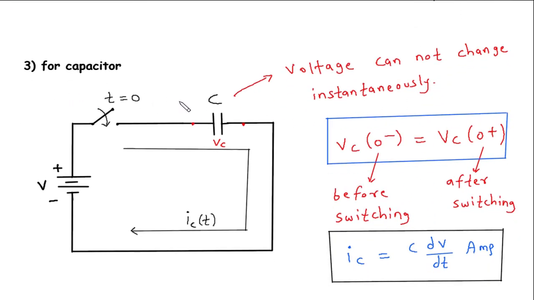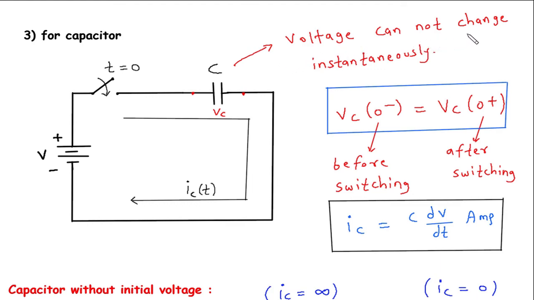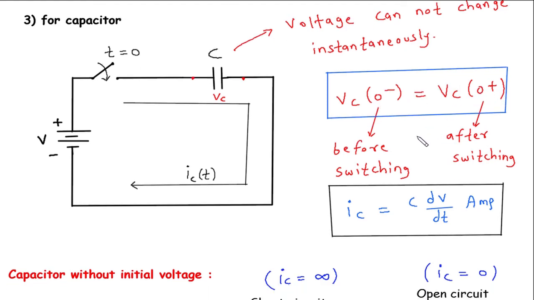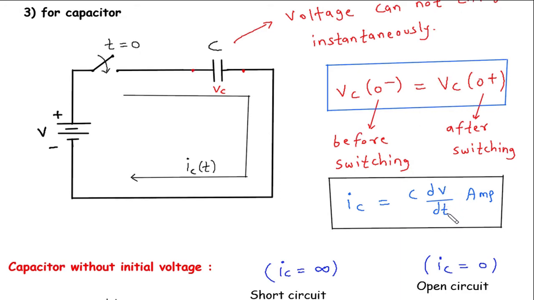Now for a capacitor, voltage cannot change instantaneously. Let the voltage across this capacitor be Vc. Now the voltage before switching is equal to the voltage after switching. Vc of 0 minus is equal to Vc of 0 plus. Also Ic is equal to C dV by dt, where dV by dt is the change in voltage with respect to time.